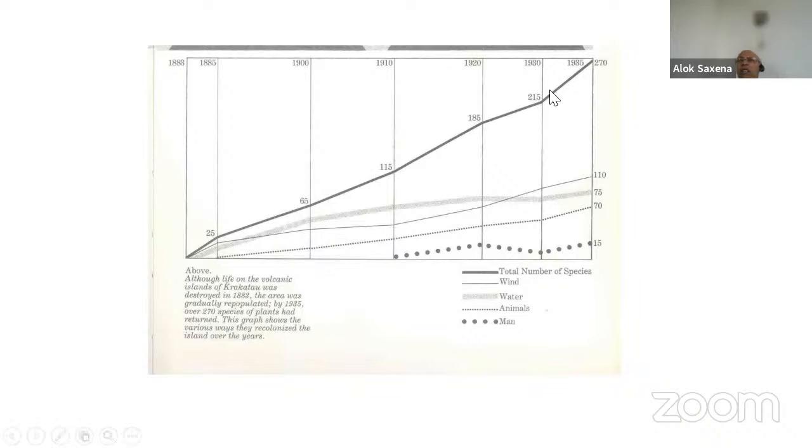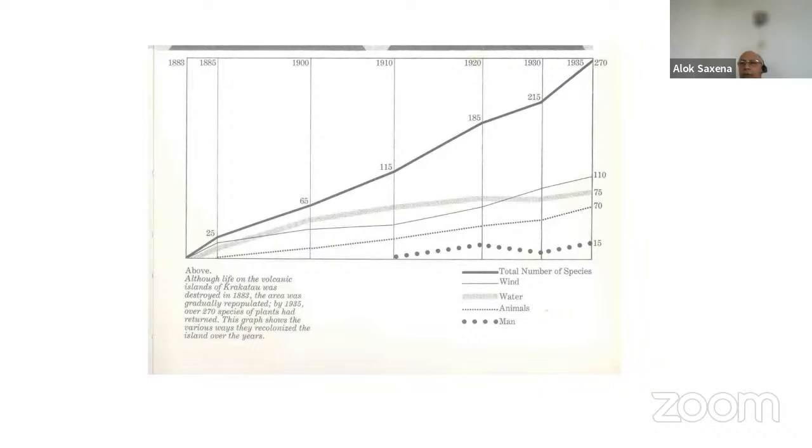And by 1935, there were 270 species of plants which came to these islands from different sources. Some 15 species were brought by human beings, 17 came through animals, mostly by birds. Then 75 through water, and 110 through winds from the nearby islands. So life started there. There you can see the immigration process.